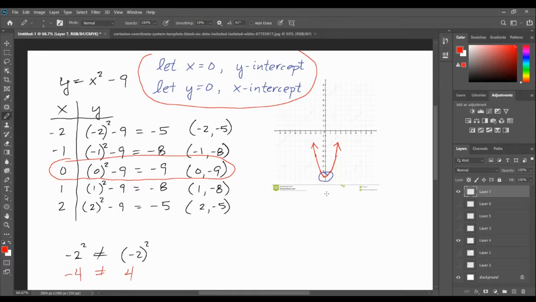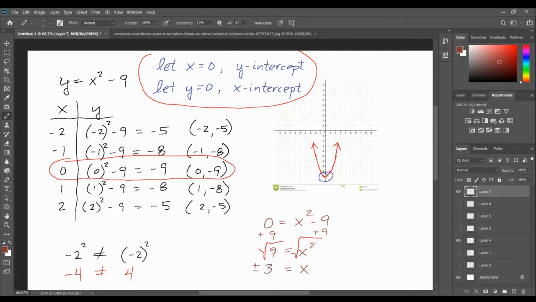We can look at the x-intercept. If we set y equal to 0 here, and I'll go ahead and do that. So we've got 0 equals x squared minus 9. I would add 9 to both sides. And I've got 9 equals x squared. Well, I want just x. So what I'm going to do is go ahead and take the square root of both sides. And the square root of x squared is just x. The square root of 9 is either plus or minus 3.